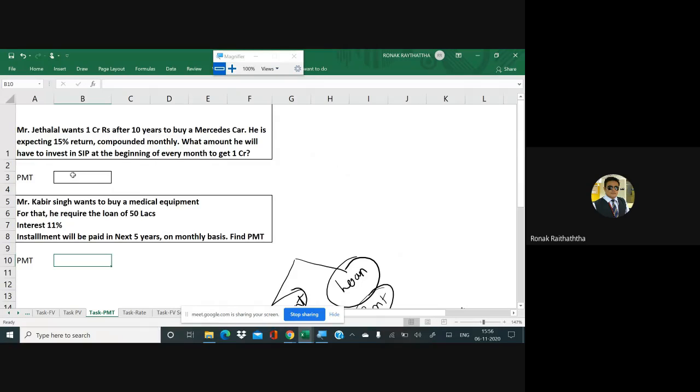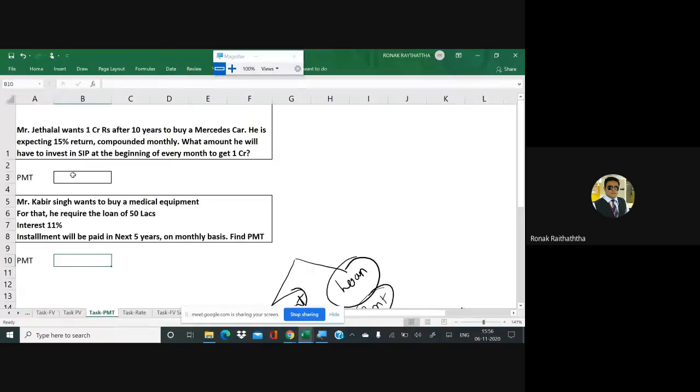Let's see. Mr. Jethalal wants 1 crore of rupees to buy a Mercedes car. He is expecting 15% of return compounded monthly. What amount will he have to invest in SIP, which is a systematic investment plan, at the beginning of every month to get 1 crore?